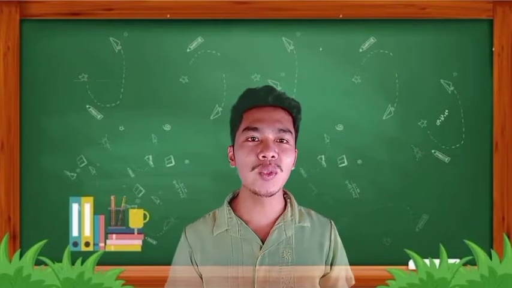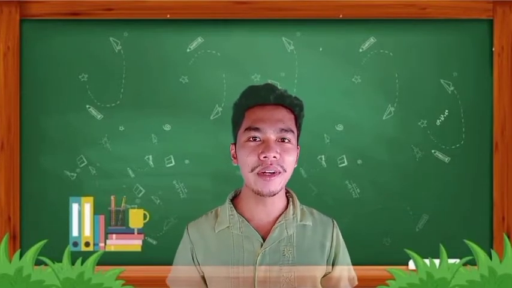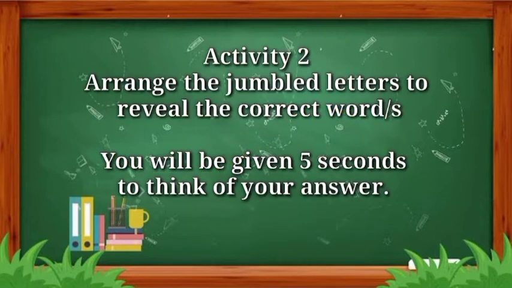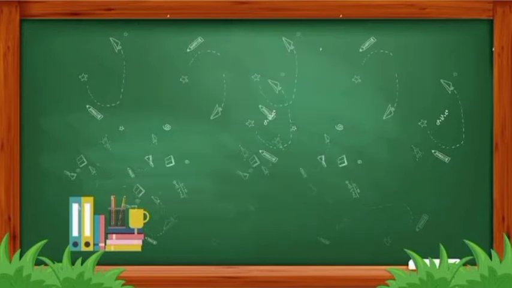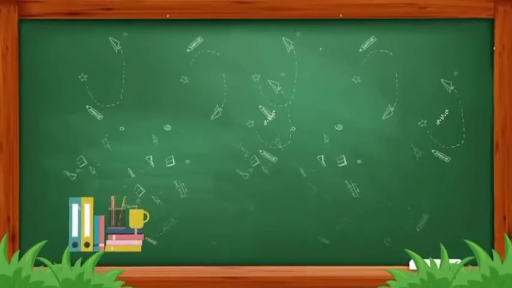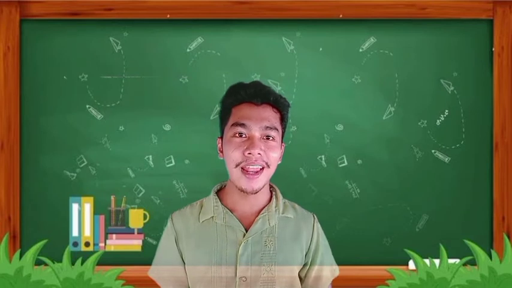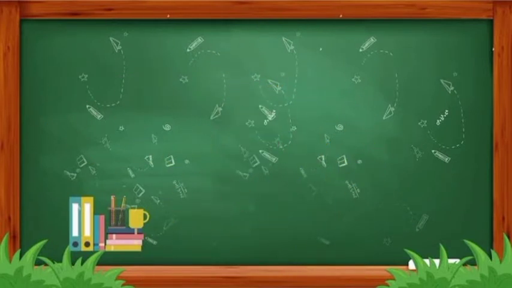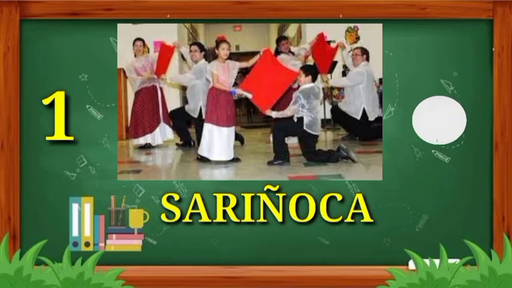Now, let's proceed to activity number 2. For this activity, you are going to arrange the jumbled letters to reveal the correct word or words. You will be given 5 seconds to think of your answer. Are you ready, class? Let's start. Number 1. 5 seconds to think of your answer.